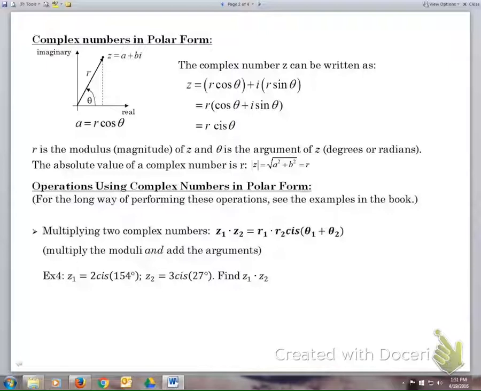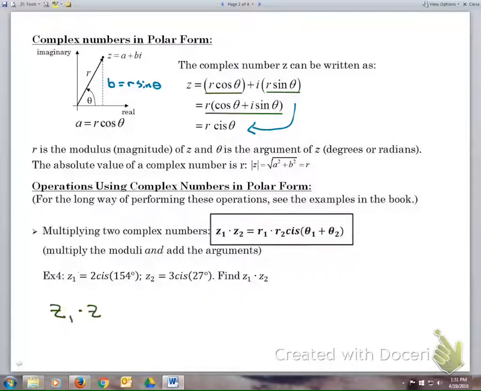So, complex numbers in polar form. To convert a complex number into polar form, you are going to use this theorem. As you look at this right triangle here, we know that the sine of theta equals the opposite leg over the hypotenuse. So the sine of theta equals b over r. And then you can isolate b to get b equals r sine theta.